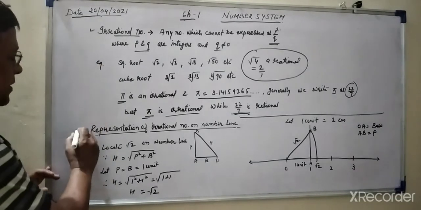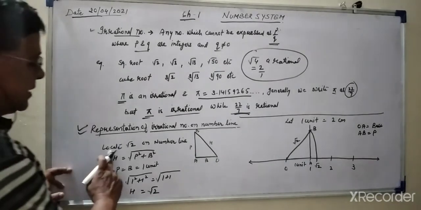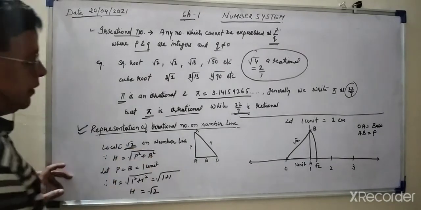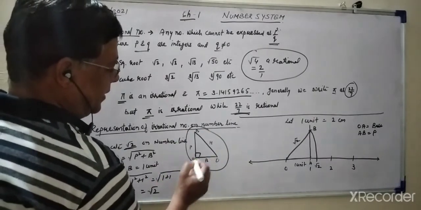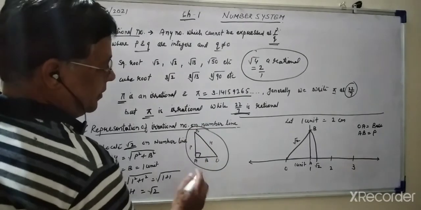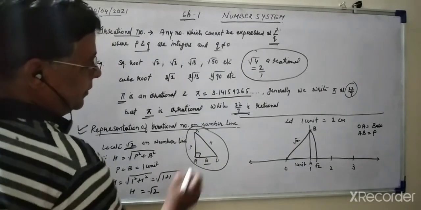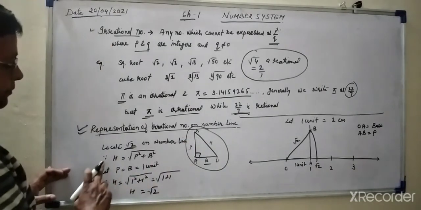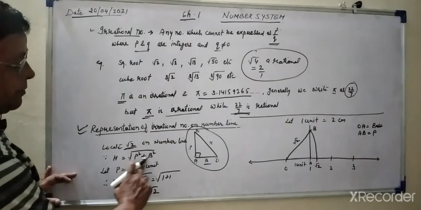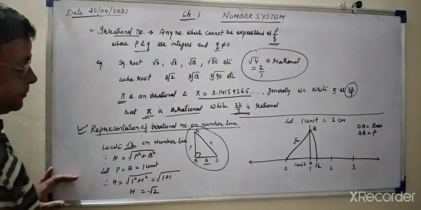Now, how can we represent the irrational numbers on the number line? Suppose we take one example of root 2. We use the Pythagoras theorem for this purpose. We have the right angle triangle OAB. AO is the base and AB is the perpendicular. BO is the hypotenuse. So we go for the Pythagoras theorem. H square equals p square plus b square. Then h equals root of p square plus b square.